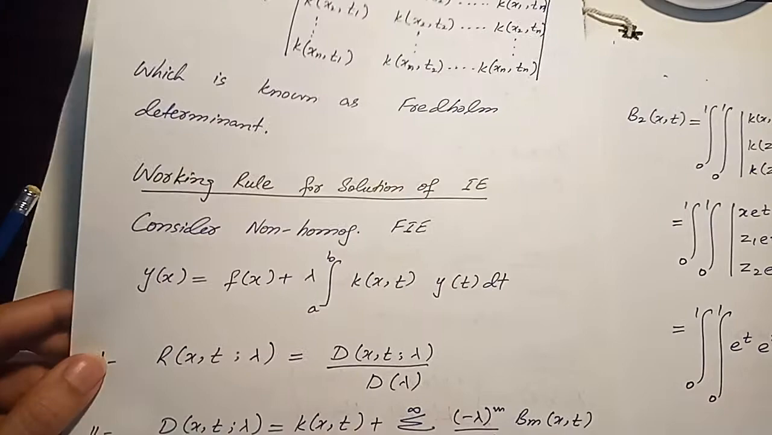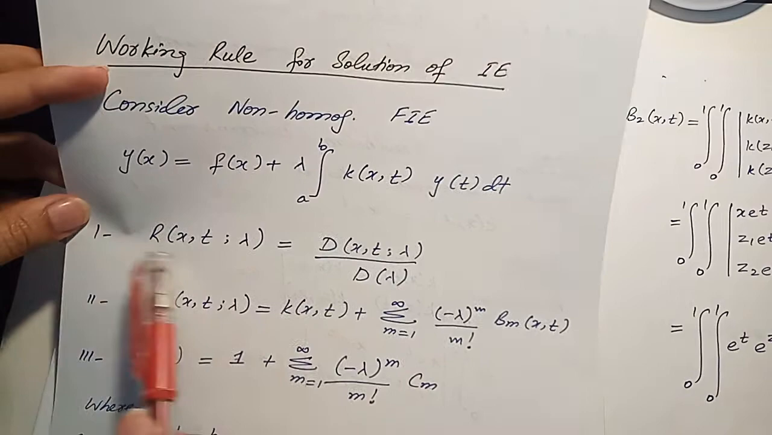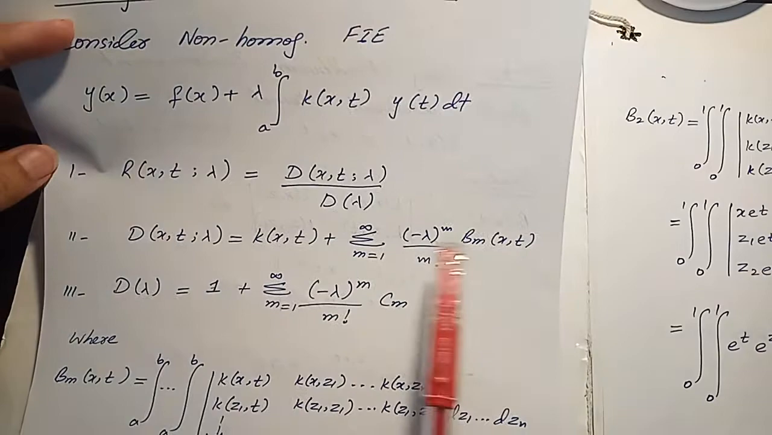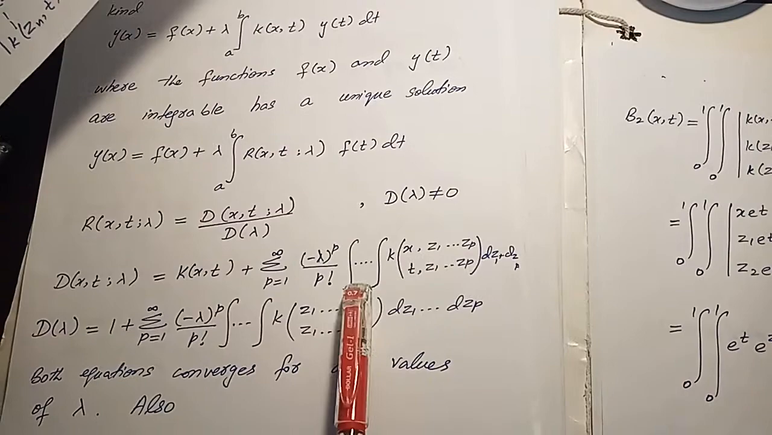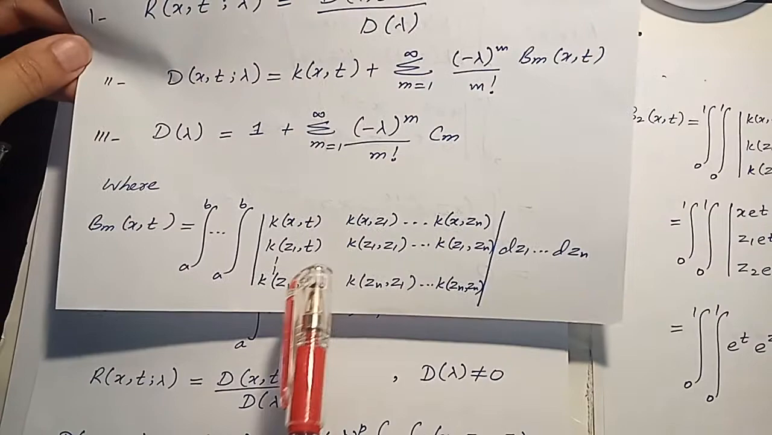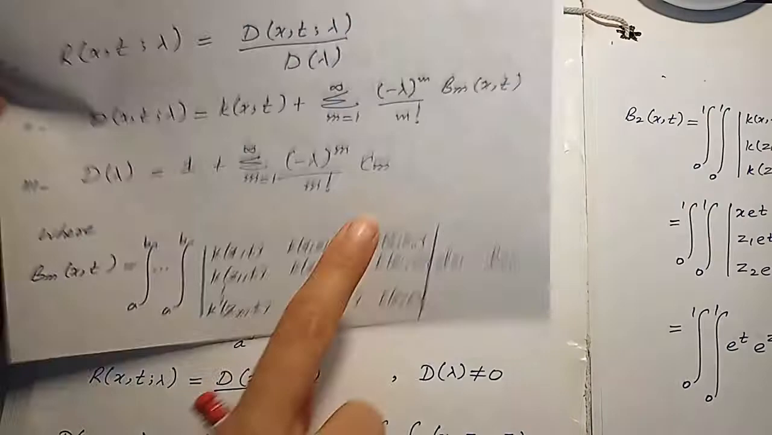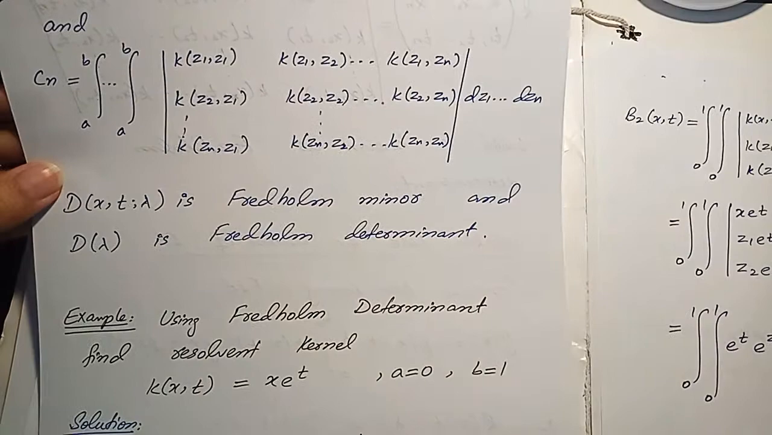Now, what's the working rule? Finally, what formulas are we going to use to solve the example? Consider your non-homogeneous Fredholm integral equation, where the resolvent kernel is given by this formula, D of x, t, lambda is given by this formula, and D of lambda is given by this formula. You need to memorize these formulas. Now you must know what Bm and Cm are. The formula for Bm is this determinant that I wrote within the formula, and I have written it separately in the working rule so that it is clear how we are going to use it. And Cm is the integration from a to b of this determinant. D of x, t, lambda is the Fredholm minor and D of lambda is the Fredholm determinant. So that was our working rule.